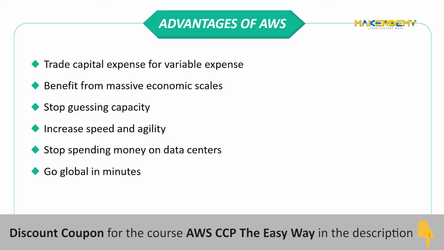By using cloud computing, you can achieve a lower per unit variable cost. How so? This is because usage from hundreds of thousands of customers is aggregated in the cloud, on account of which providers such as AWS achieve very high economies of scale, which they pass on to you as lower pay-as-you-go prices. Stop guessing capacity. By using cloud computing, you eliminate guessing on your infrastructure capacity needs.